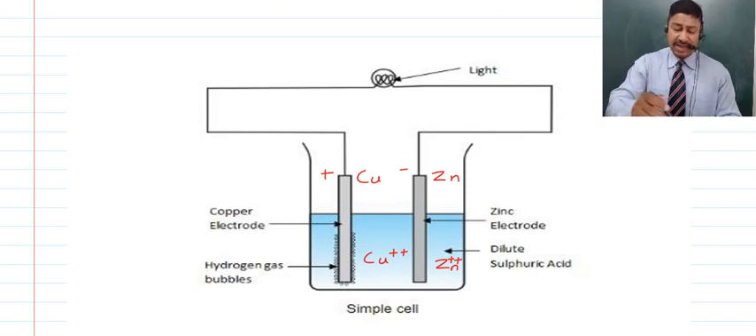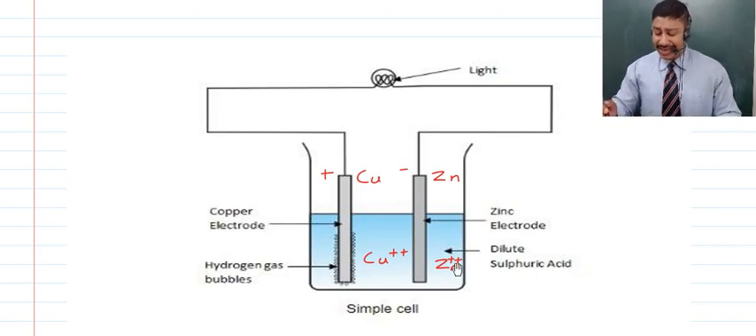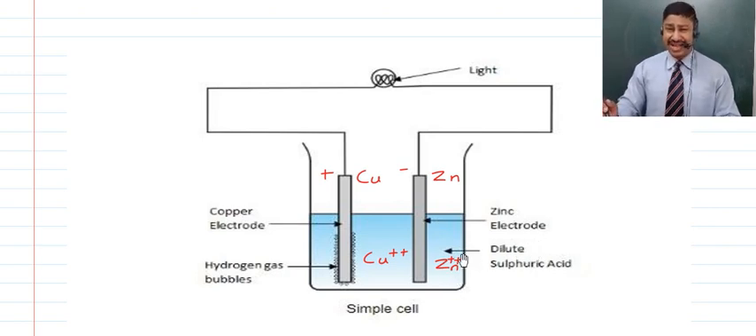And then further, this electrolyte is actually sulfuric acid. So this sulfuric acid breaks up into H+ ions and also into sulfate ions. So H+ ions are the positive ions and sulfate ions will be the negative ions, like SO4--, right?